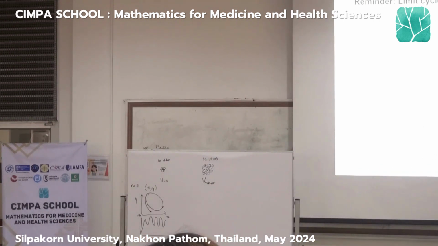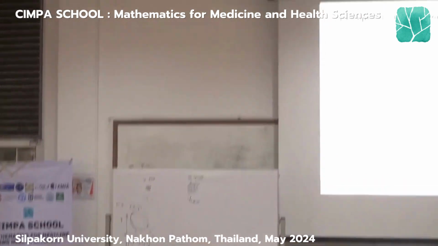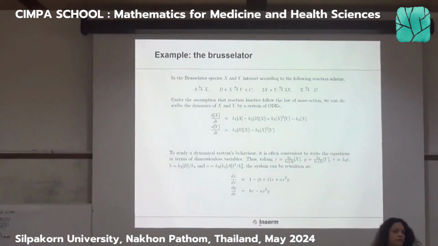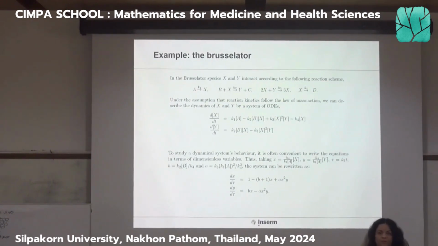So let me give you an example, which is called the Oscillator. How many of you know the system? Nobody? Oh, yeah, two. Okay. So you have the four relations that you can see here, and we are going to track the dynamics of x and y.